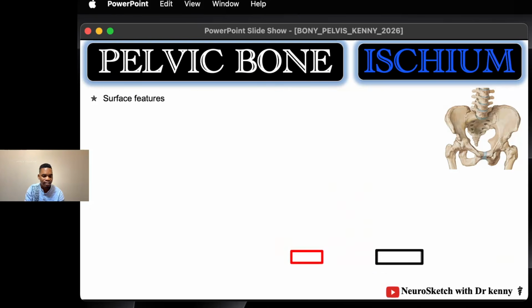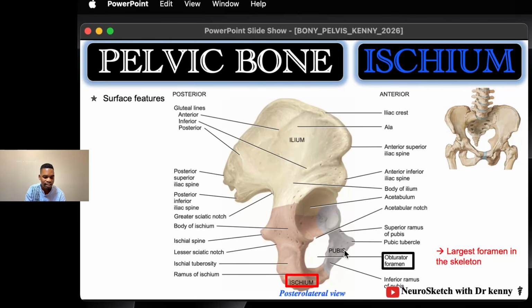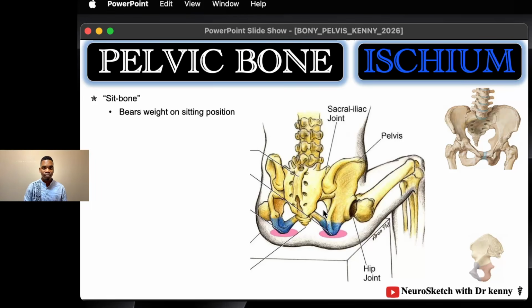So on the lateral side of the ischium, we've said we have the body of the ischium, the ischial spine, the ischial tuberosity, and the ramus, the ischial ramus, or branch of the ischium. The ischium is nicknamed the sit bone because it is a weight-bearing bone in the sitting position. When you are sitting, the part of the bone bearing your whole weight is the ischium, but to be specific, that's the ischial tuberosity.